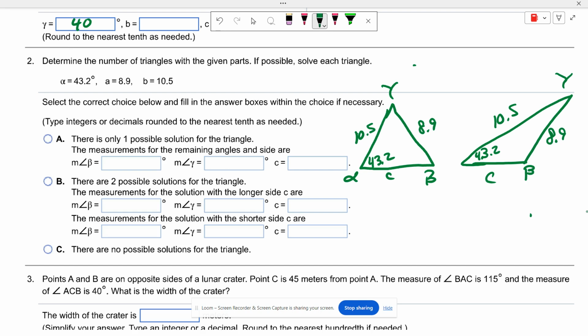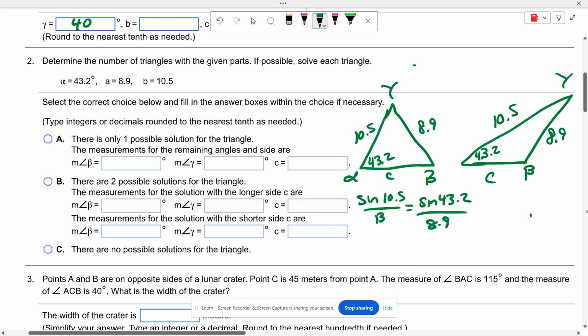Okay, now I got to find angle B first. So I say the sine of 10.5 over B equals the sine of what I'm given, 43.2 over 8.9. This times this divided by this, what is, ooh, Mr. Bierschbach.